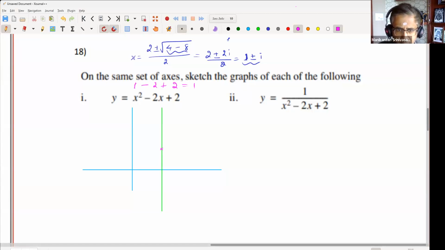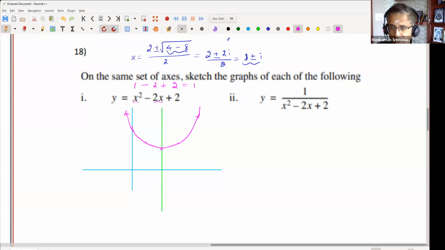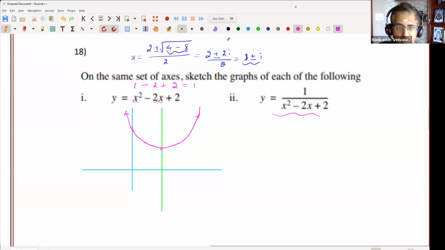And then the y-intercept will be at x equal to 0. When x equal to 0, this is 0 minus 0 plus 2, which is 2. So the parabola goes something like this, right? So that is this. Now, the reciprocal of this, I'll just do it in another color.